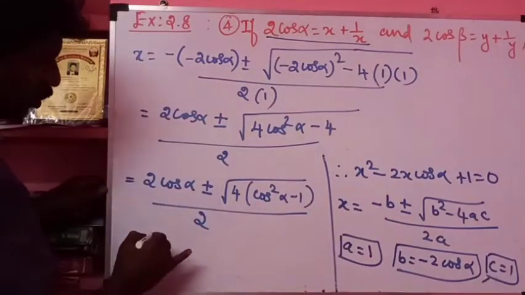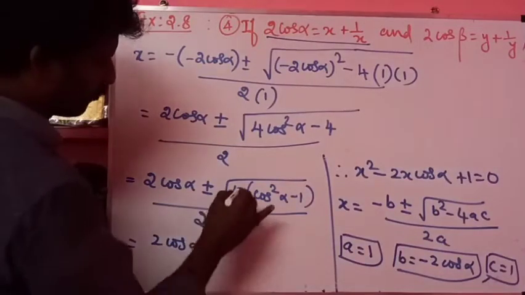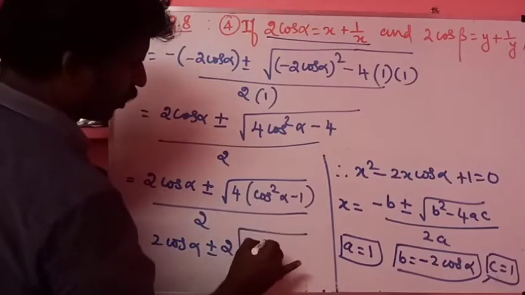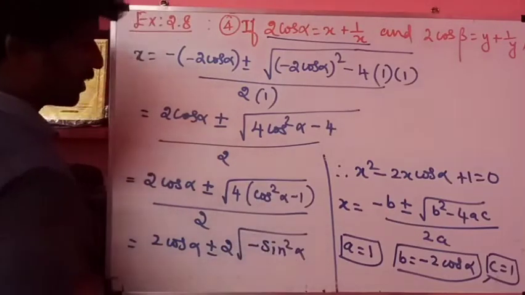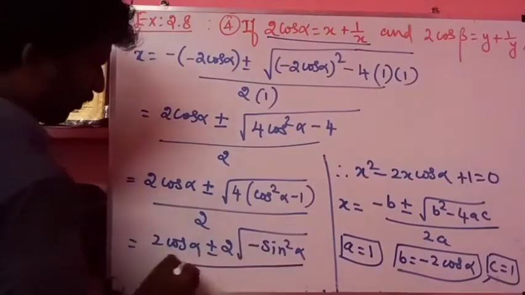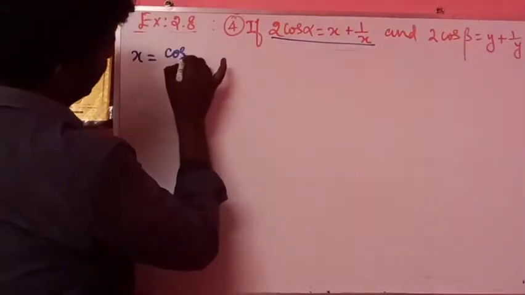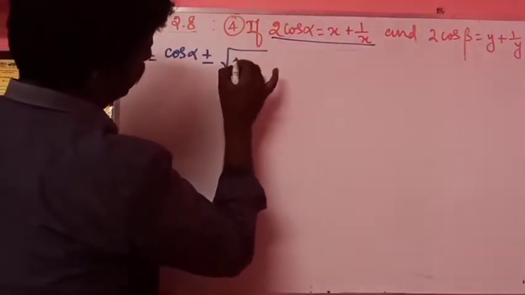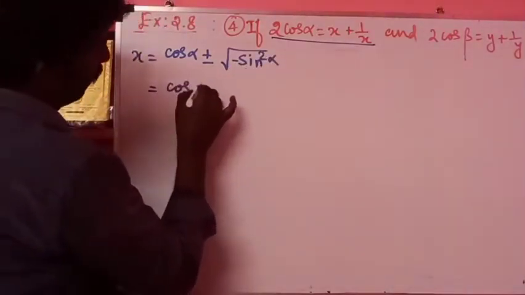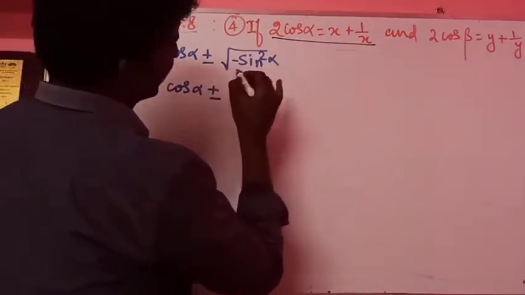So which is equal to 2 cos alpha plus or minus the square root of 4, 2. So root, this is cos square alpha minus 1, which is minus sin square alpha. Right? Cos square theta minus 1 is equal to what? Minus sin square alpha, divided by 2. Right? 2 will cancel. So cos alpha plus or minus root, this is minus sin square alpha. Right? So cos alpha plus or minus, remember, root of sin square alpha is sin alpha.